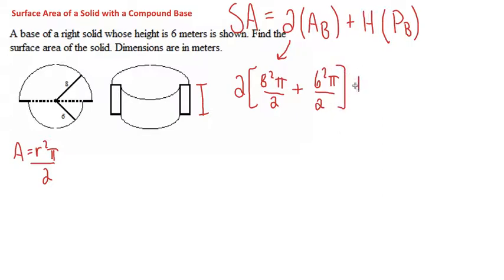The next part is the height. And when it's talking about the height, it's talking about the height of the solid, which is given. It's 6 meters. I'm not putting units in yet just because it takes up too much space. And then the perimeter of the base. So we know that the perimeter, or the circumference, of a semicircle is just radius times pi. Since it's just a half circle, it's not 2 pi r, it's just radius times pi. So if I'm looking at this curve, the length of this curve is 8 pi, just radius times pi. The length of the bottom curve would be 6 times pi.